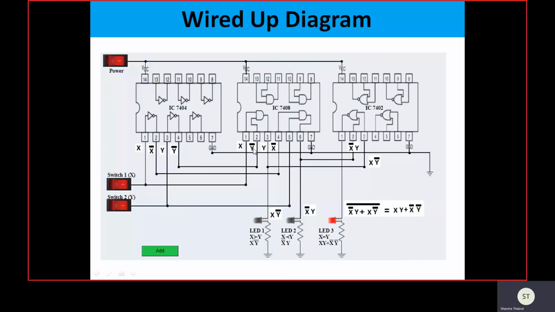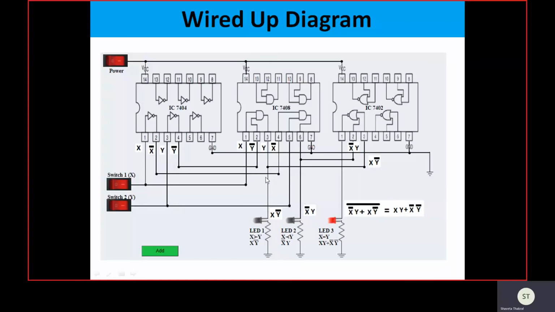If X and Y complement are passed at pin numbers 1 and 2, then at pin number 3 we get the output as X Y complement. In the same way, if we provide Y and X complement at pin numbers 4 and 5, then at pin number 6 we get the product of X complement and Y.